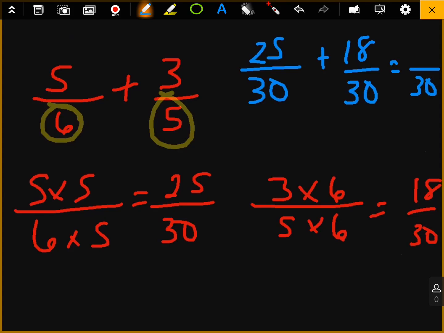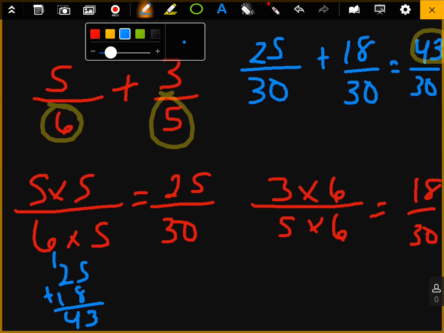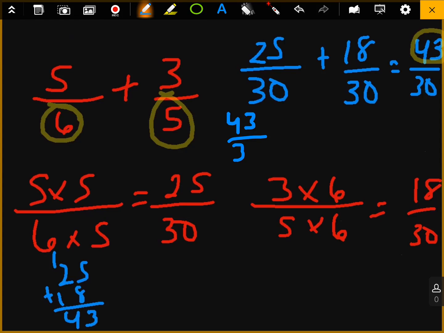25 plus 18, I'm just going to add quickly over here. 25 plus 18 makes 43. So we got 43 over 30. Well, the numerator here is bigger than your denominator. So what we got to do is take 43 over 30 and subtract 30 over 30. Okay? That gets us 13 over 30.